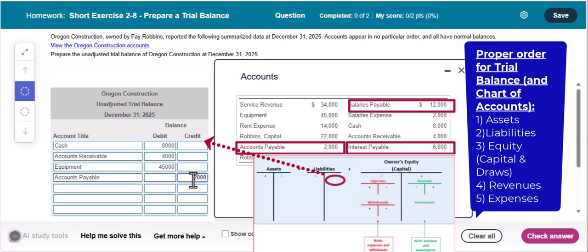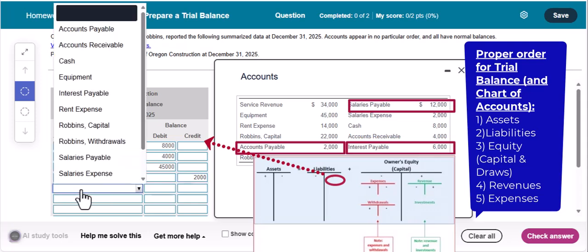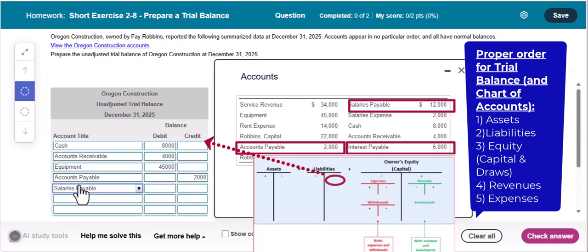So then let's see what we have next. We have salaries payable and we've got interest payable. So how often do we have to pay salaries? Well, probably about every 2 weeks. So that would be next. So salaries payable is going to be next on our list of liabilities here coming down. So then we have 12,000 on the credit side, which is the normal plus side balance for the liabilities.